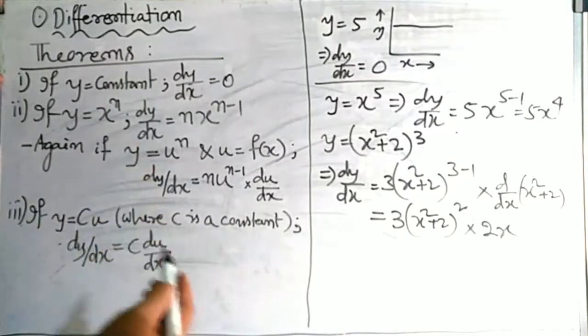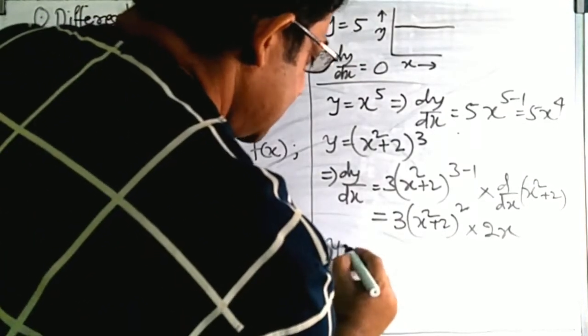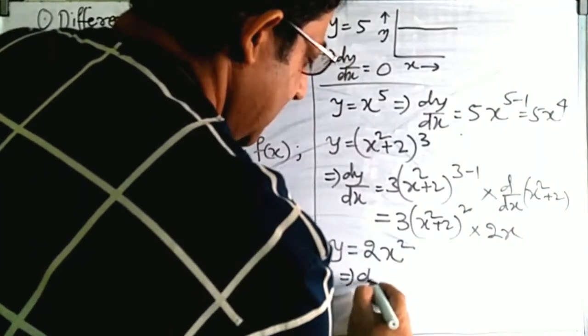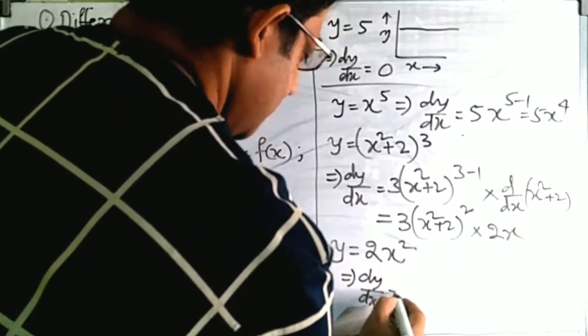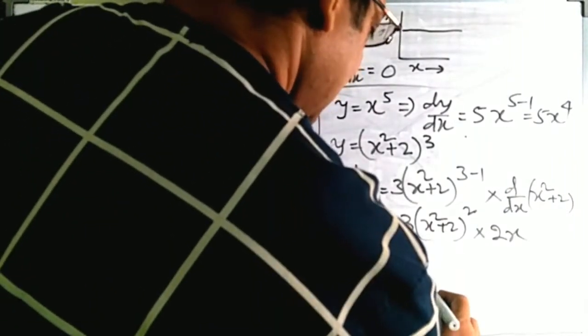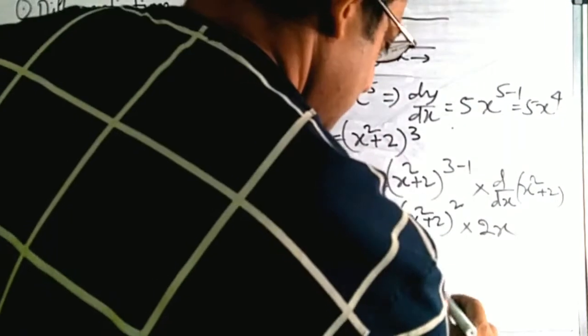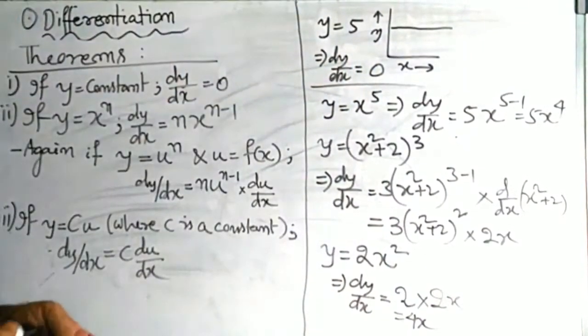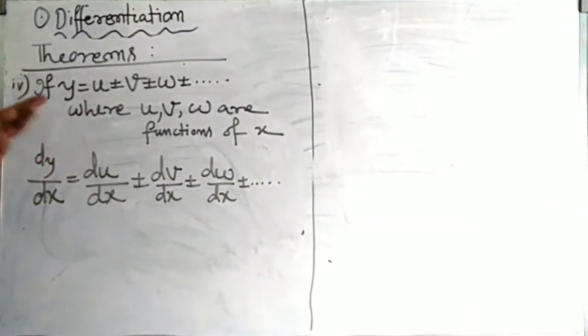Now, if y is equal to a constant multiplied by u, then dy by dx is that constant multiplied by du by dx. Something like that. y is equal to, let us say, 2x square. That implies dy by dx is equal to that 2 constant you keep here. Then the differentiation of x square is 2x, so the answer will be 4x. Now we will be taking 3 more theorems of differentiation.